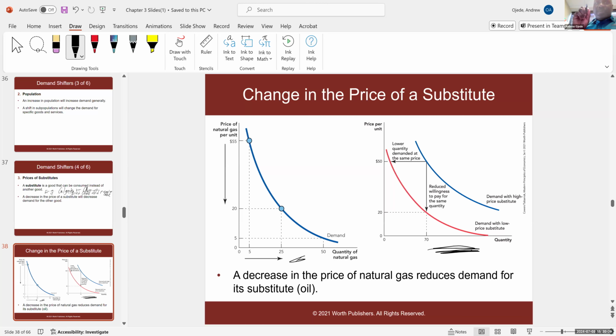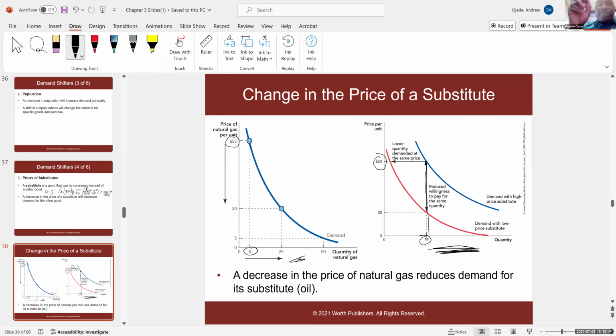So let's assume that the price of natural gas was $55. This was the quantity demanded at $55, 5. Okay. And then let's say the price per unit of a barrel of oil was $50, and this was the quantity that is demanded at that price.